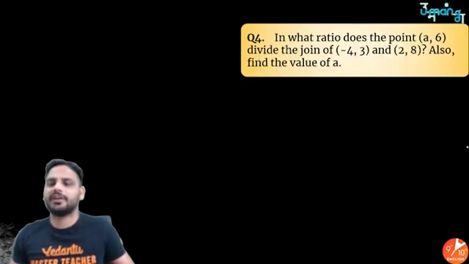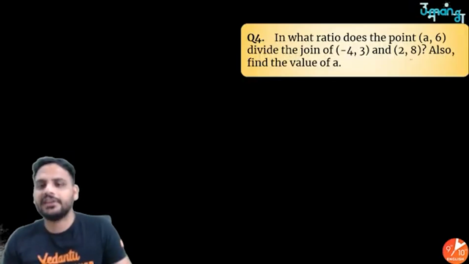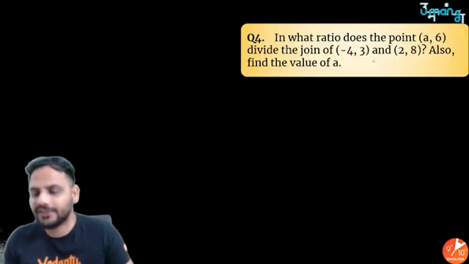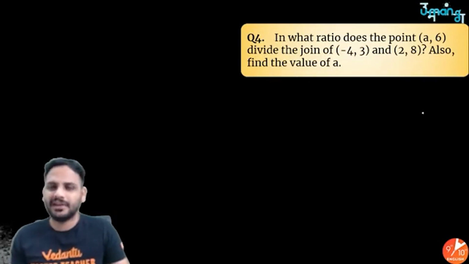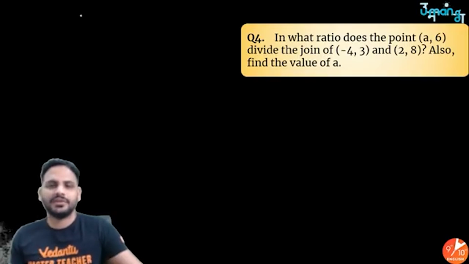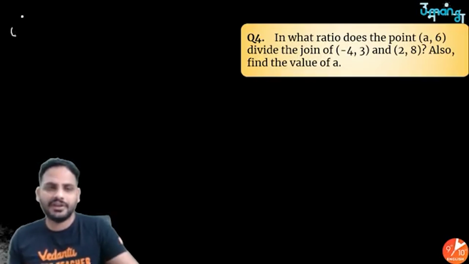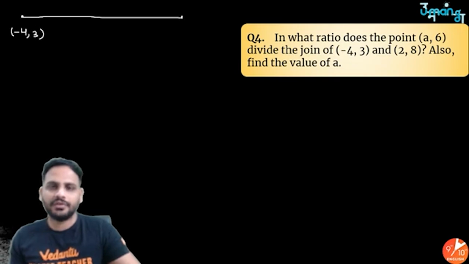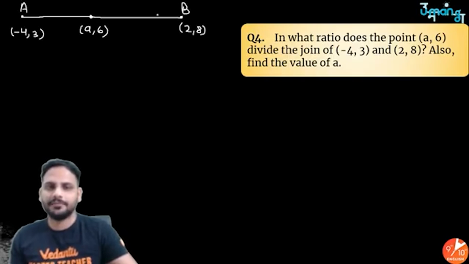Next part, in what ratio does the point A divide the join of (-4, 3) and (2, 8)? Simple hai. Also find the value. So now look, beta, we have one point over here (-4, 3), another point over here which is (2, 8), and here a point somewhere over here (a, 6). Let's say it is A, it is B, it is P.